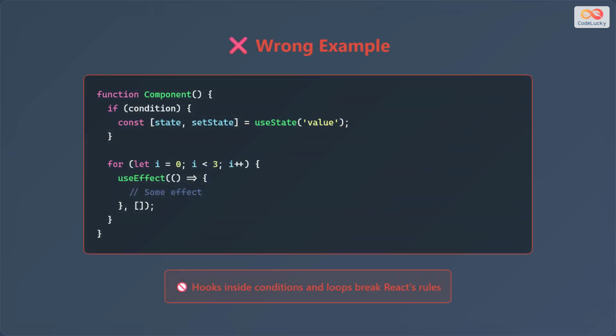Here is an example of how not to use hooks. As you can see here, inside the component function there is a condition and a for loop. The useState hook is used inside the if condition, and useEffect hook is used inside the for loop. Using hooks inside conditions and loops breaks React's rules.